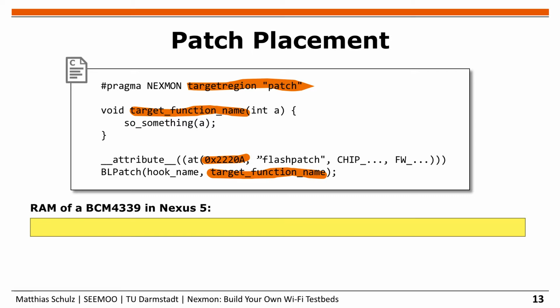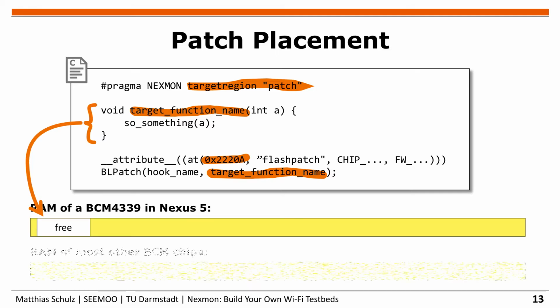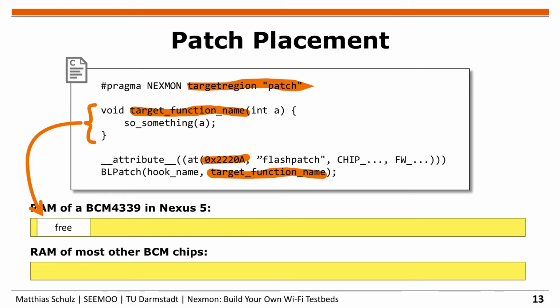On the Nexus 5 we were very lucky because at the beginning of the firmware there's one part that is always free, there are always zeros inside. So at the beginning we just placed all those functions in this free part. But suddenly we were running out of space, and then we also wanted to move to other chips, and they didn't have this free part anymore. So we had to find another option.